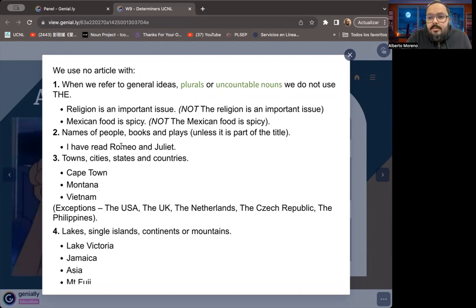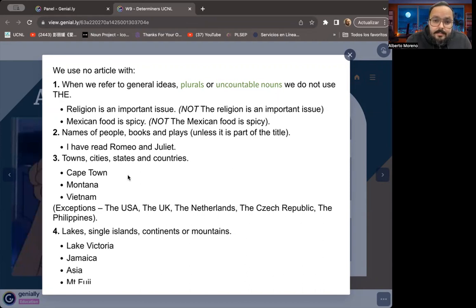For example, Cape Town, Montana, Vietnam. We do not say the Cape Town, the Montana, the Vietnam. There are exceptions, yes. Which are the exceptions? The United States of America, the USA, the United Kingdom, the UK, the Netherlands, the Czech Republic, and the Philippines. Those are the examples, and those are the only ones that use the definite article the on the name. The USA, the UK, the Netherlands, the Czech Republic, and the Philippines.